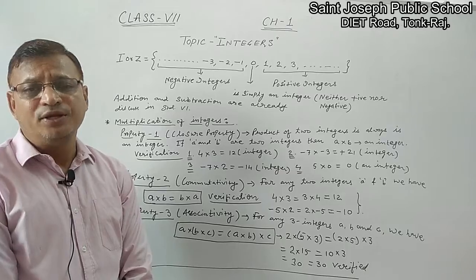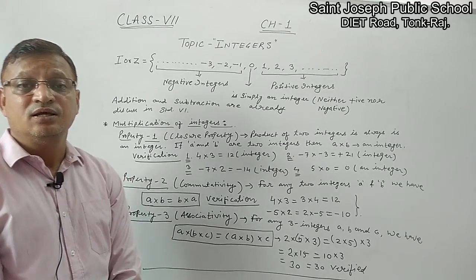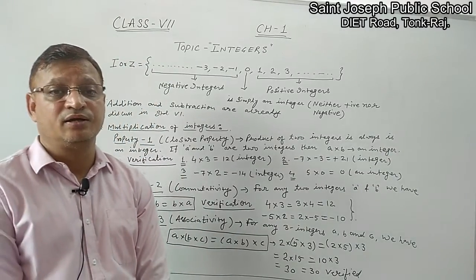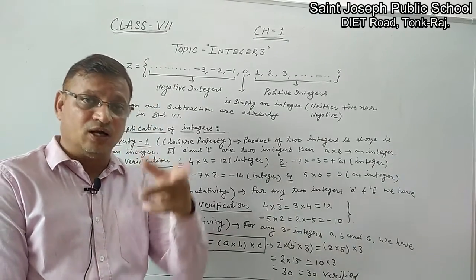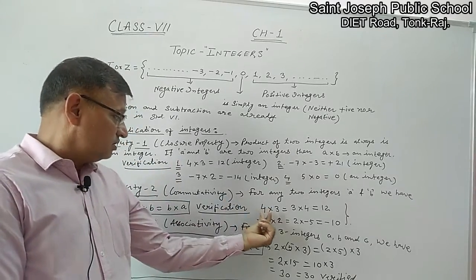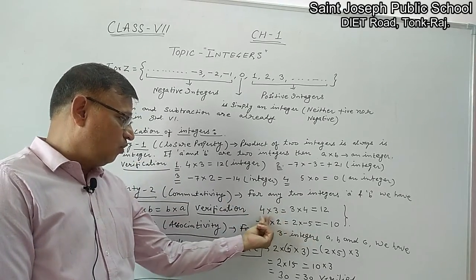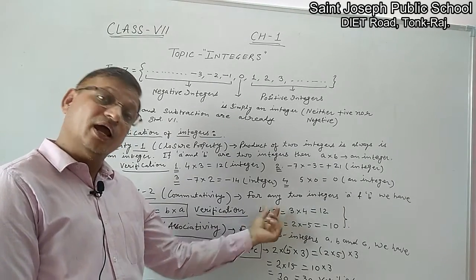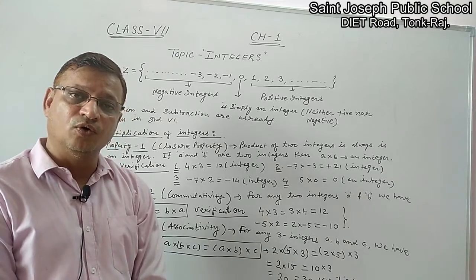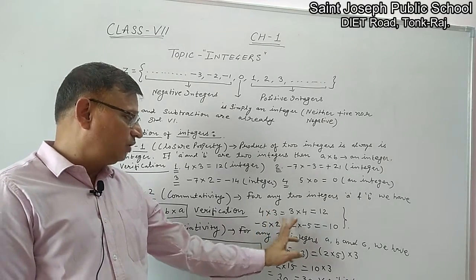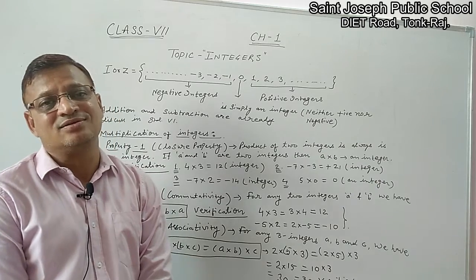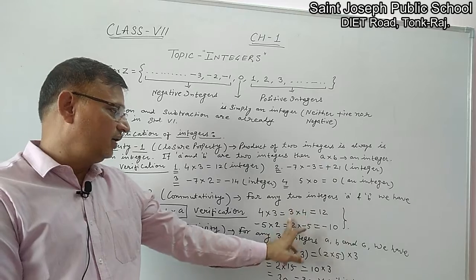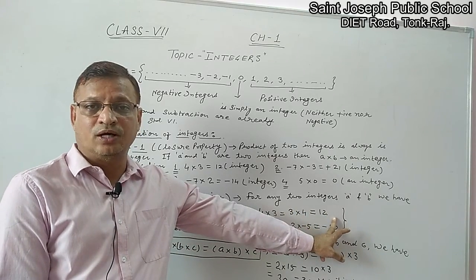Okay. Now next we write the second property, commutativity. Commutative property means here we take two integers and find their product. Suppose we take 4 and 3, first we multiply 4 into 3 and then multiply 3 into 4. So 4 into 3 and 3 into 4, the same answer is 12. So 12 is the product of 4 into 3, and 3 into 4 is also 12.